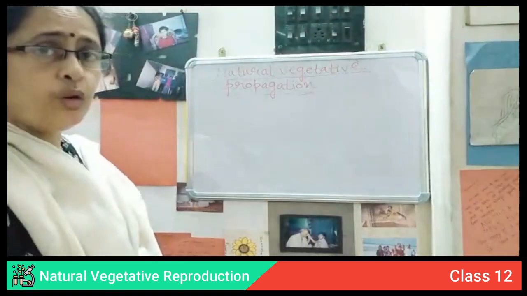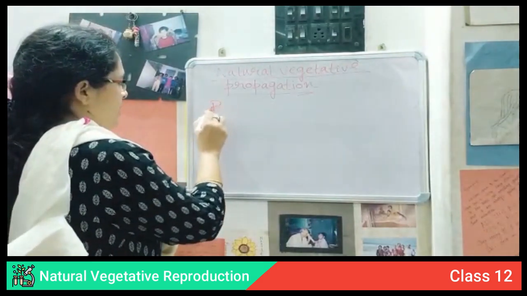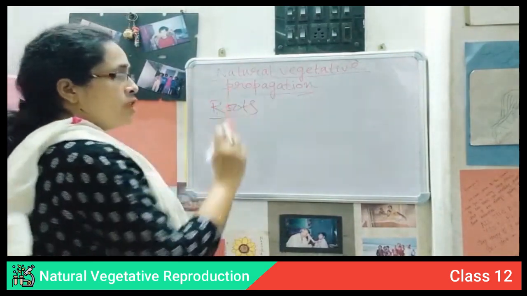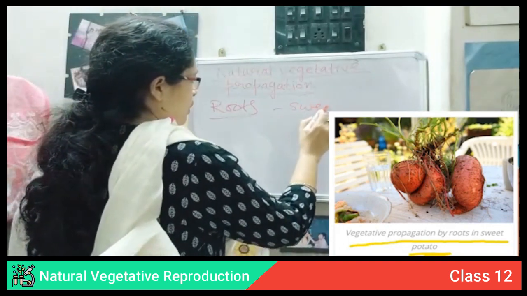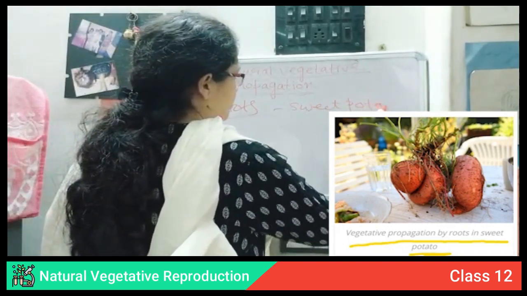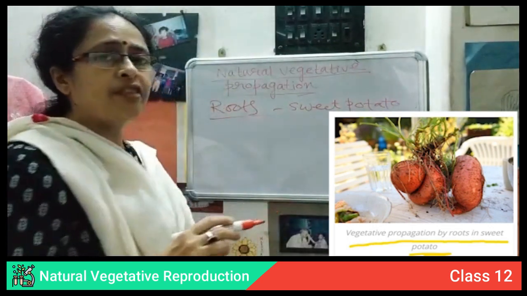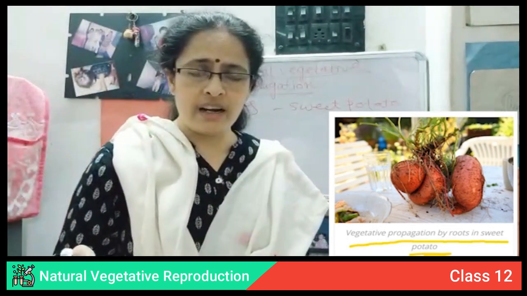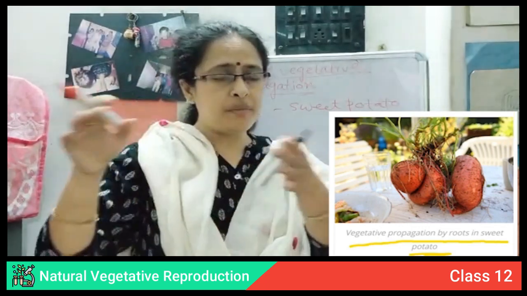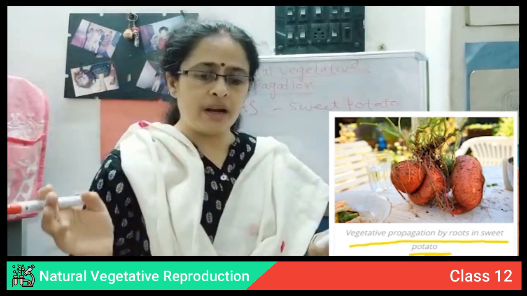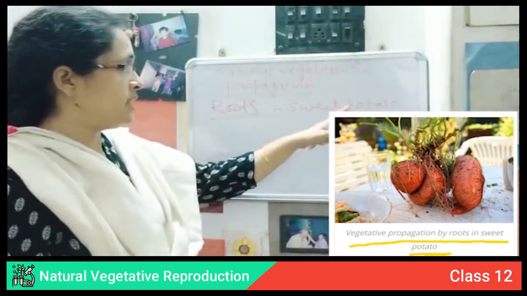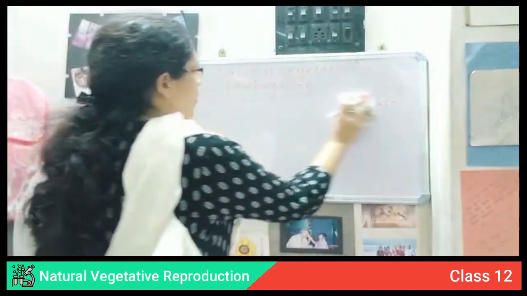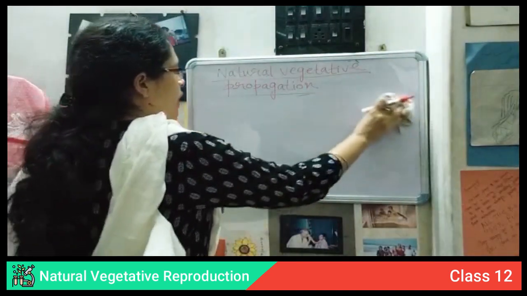Now, the next type of vegetative propagation occurs through roots. Generally, roots do not contain buds, but the exception is sweet potato. Sweet potato contains buds, and from these buds adventitious roots arise, and if we cut that portion and place it in the soil, new plants will grow. So the example of vegetative propagation through roots is sweet potato. Now next, from leaves.